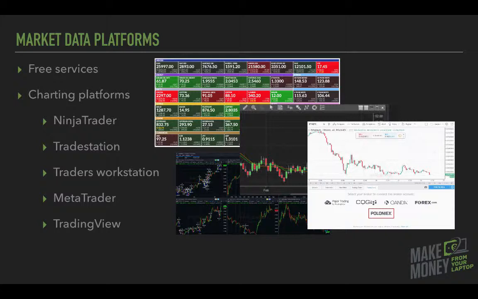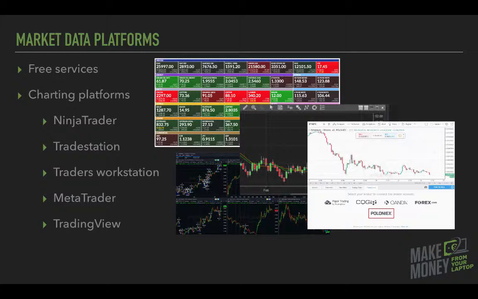As far as charting services go, most brokers are going to provide you with one. Some great charting services are NinjaTrader, TradeStation, Traders Workstation, which is through Interactive Brokers, and MetaTrader, which is one of the most widely used charting and trading platforms out there for Forex trading. And then there's TradingView, which is a newer one on the block. It's an HTML-based, web-based trading and charting platform, which integrates with a lot of crypto brokers, which is really nice. All right, so those are the platforms that are out there.